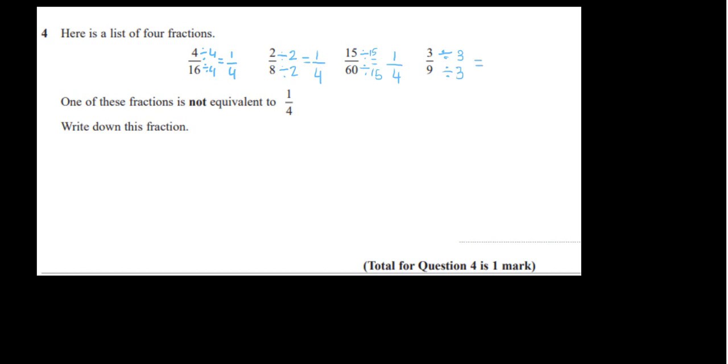And that gives me 1 over 3. So the fraction which is not equivalent to 1 over 4 is 3 over 9. Okay, moving on. Next one. Okay, write down the first even multiple of 7.